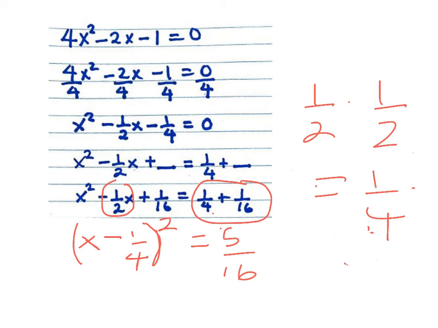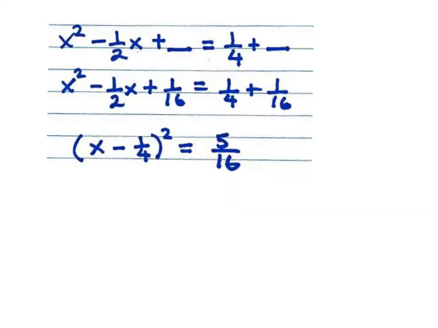Okay, so now on the next screen you will see that. So here it is. 1/2 of 1/2 is 1/4. 1/4 squared is 1/16. And 1/4 plus 1/16 is 5/16. Our next step now is to square root both sides.